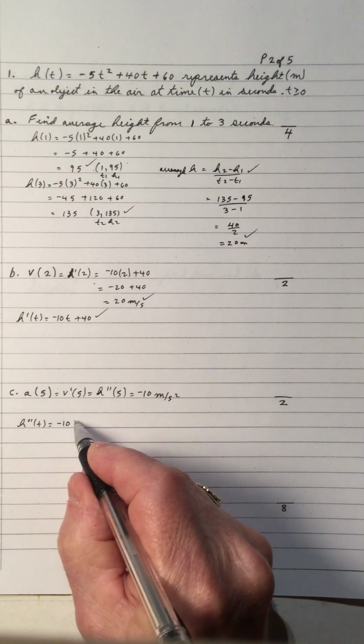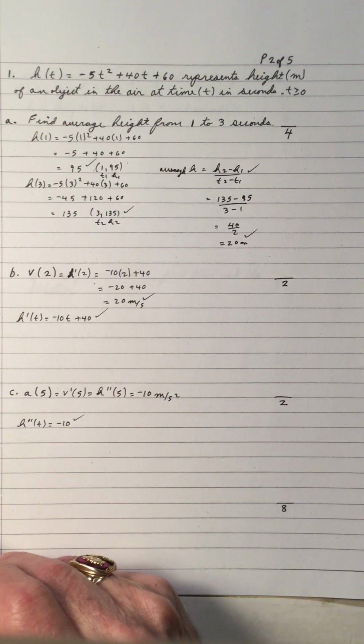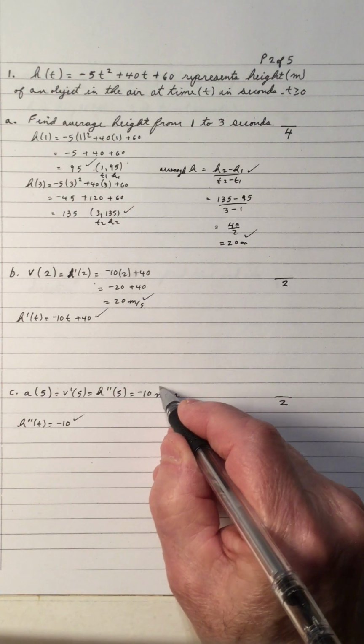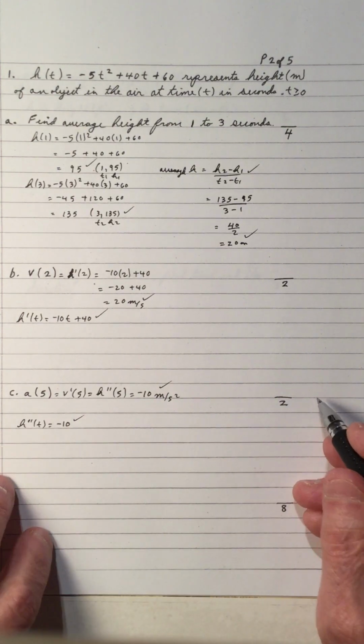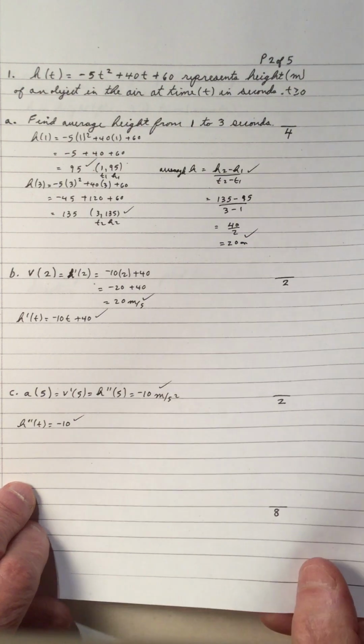And if you get a negative 10, give yourself a mark when you do the derivative. And if you write the units down, you get another mark. So 2 altogether. So total the page, and the total is out of 8.